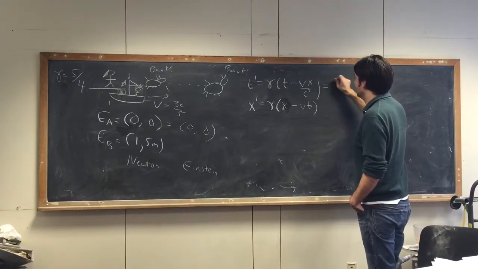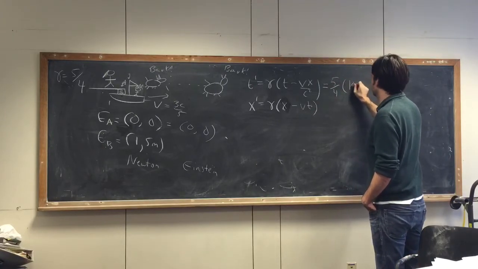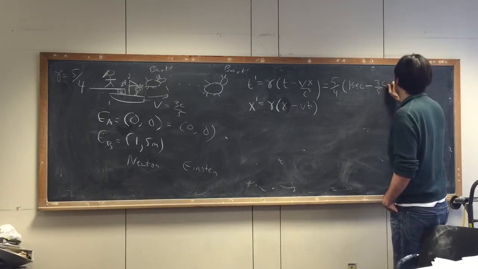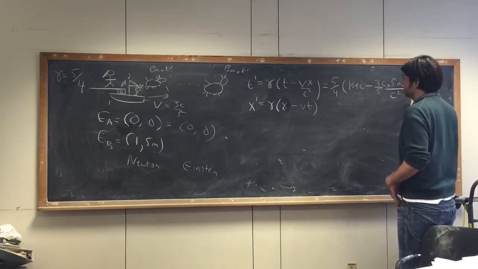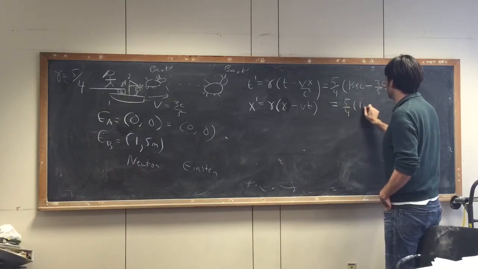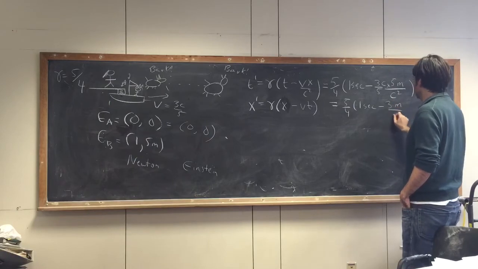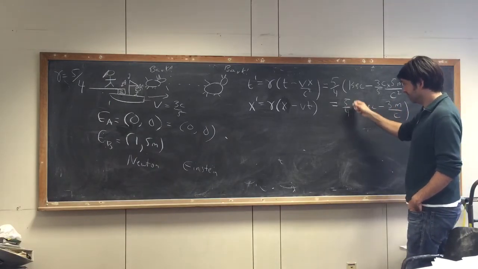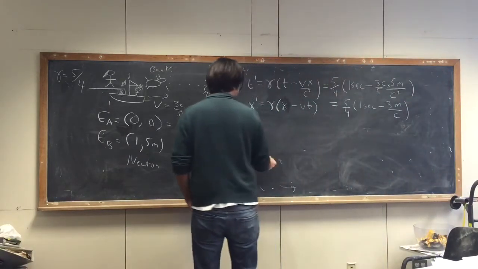So 5/4 is gamma. Time is 1 second minus 3/5 times the speed of light times 5 meters divided by c squared. So that's equal to 5/4 times (1 second minus 3 meters over c), which is actually a very, very small correction. This gamma factor here is the bigger correction, but that's the final answer for t prime. What about for x prime?